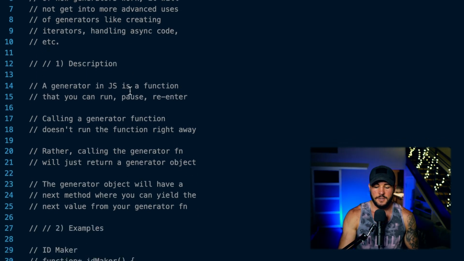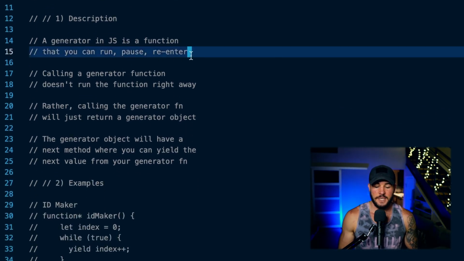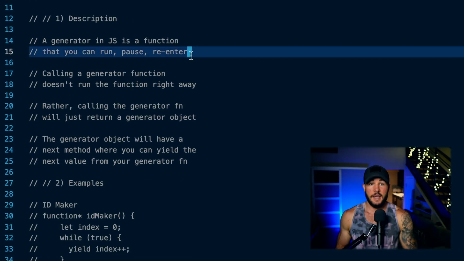So a generator in JavaScript is a function that you can run, pause, and then re-enter. You can run the function, you can exit the function at some line of code, and then at some later point in time, you can re-enter that function, and that function will maintain its execution context and all the state within that function. But I'll talk about that in just a second, all right?